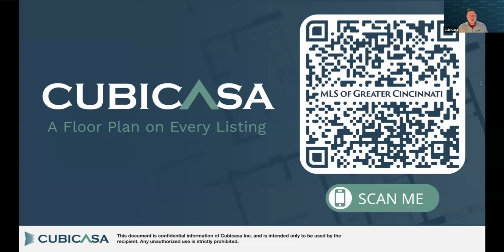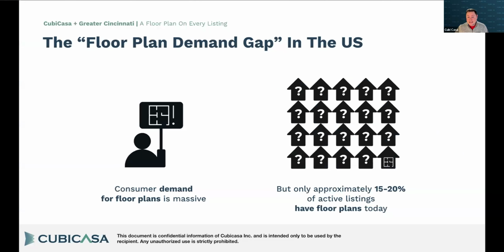So right now across the US, we are seeing a floor plan demand gap. Consumers are asking for floor plans to be included on listings. They're already familiar with them on the rental and multifamily side of things. But when we look at active listings, floor plans are only on around 15 to 20% of them.